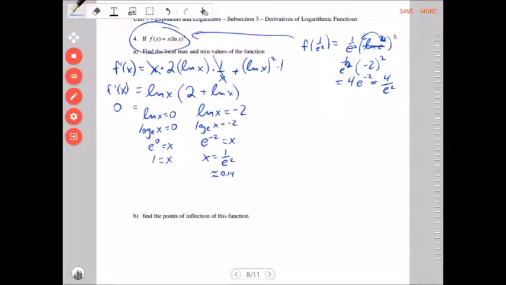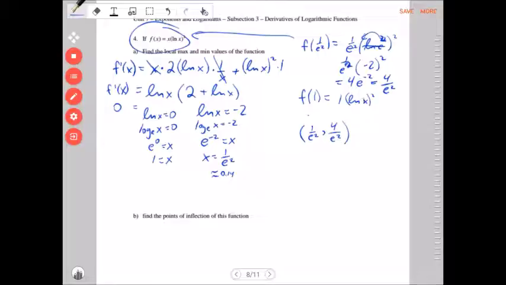Okay, so that coordinate, I'm going to write it down here. The coordinate is 1 over e squared. That's the x coordinate, and the y coordinate is 4 over e squared. So that's one of our potential maximums, minimums. And then the other one is f of 1. So that's going to be 1 times ln 1 squared.